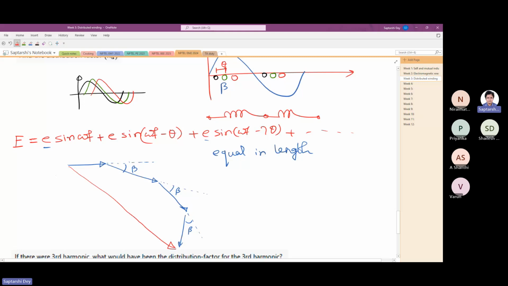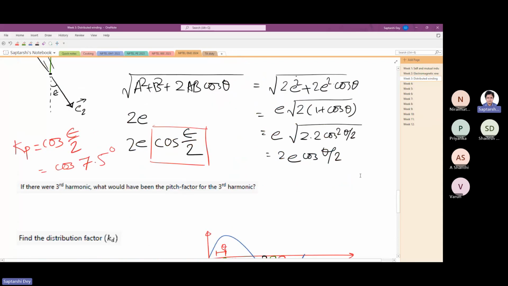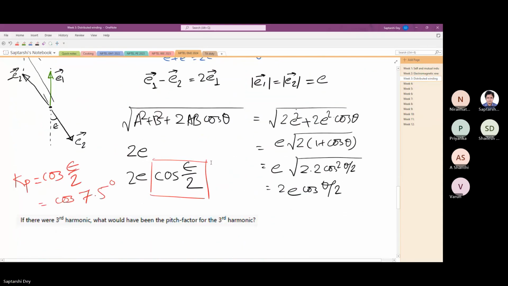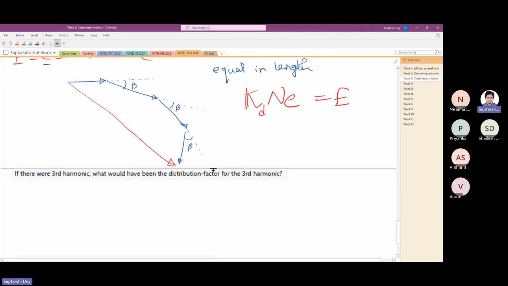So if you simply write N times E equal to E, that is not true, because there is some shift that you have to consider. So one factor comes into picture, that is the distribution factor, KD. So KD is the ratio of, if we could put all the coils in the same slot, then we could have written E equals E plus E plus E plus, so N times E. But the deviation from that idealistic situation is taken care by KD, like it was taken care by the short chording factor, pitch factor, this way.